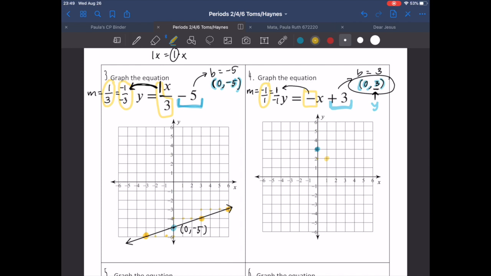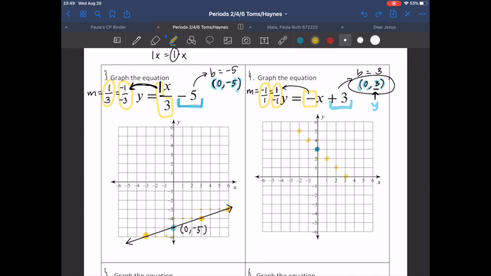You know what? I can do it again. Why not? Go down 1, right 1. Down 1, right 1. Cool. Okay, how about this one? This slope, the slope +1 over -1, is telling us to go up 1 and then to the left 1. Oh, look, I can do it again. Up 1, to the left 1, because it's a negative 1 right there.